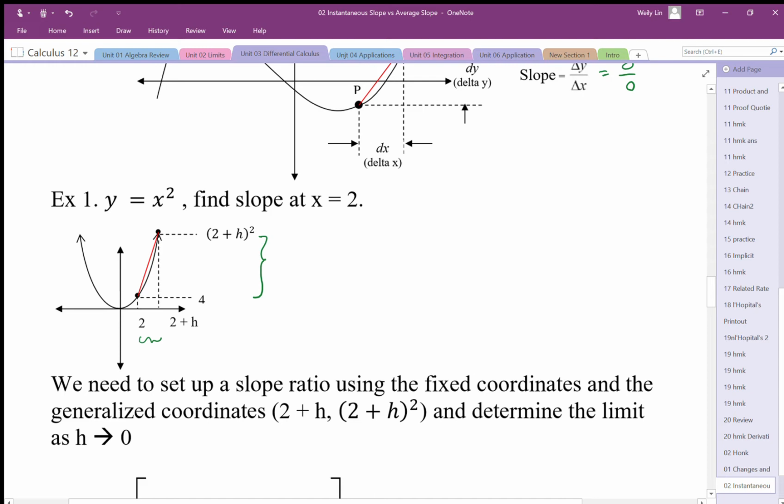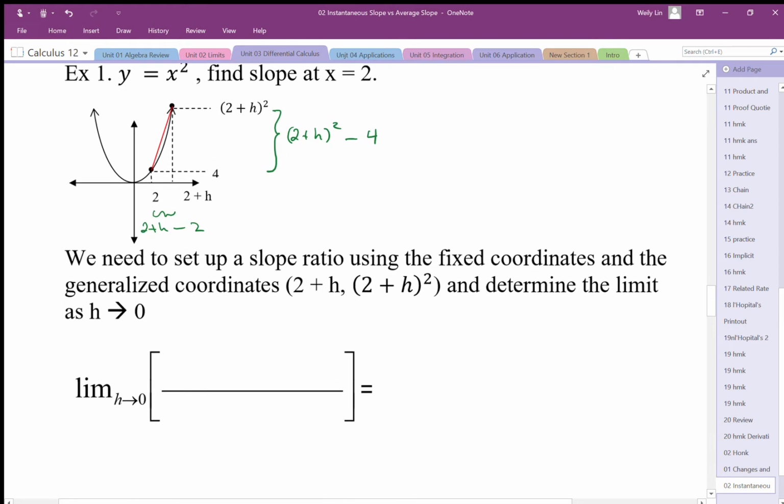To find the rise, I find the difference between these 2 points. That coordinate is (2, 4). We're going to move a little bit over, say plus h, and this new y coordinate is (2 plus h) all squared, since I just plug it into that function. So the expression for my rise is (2 plus h) squared minus 4. The difference between these 2 points is 2 plus h minus 2, so we just have a width of h.